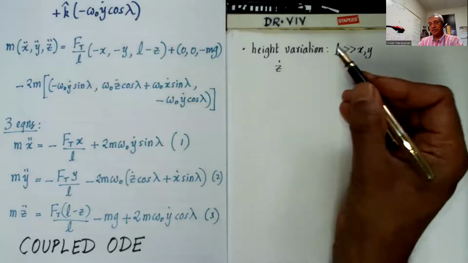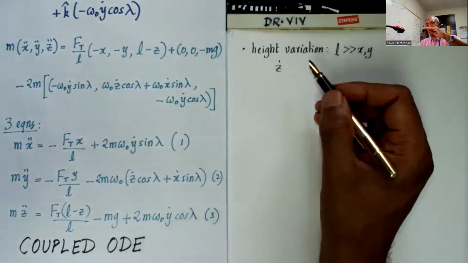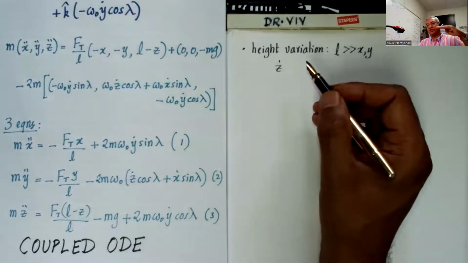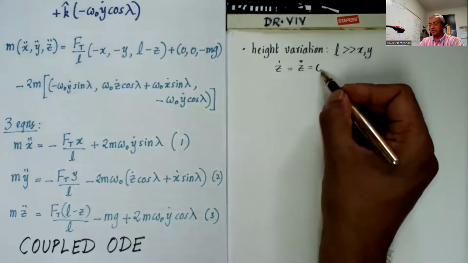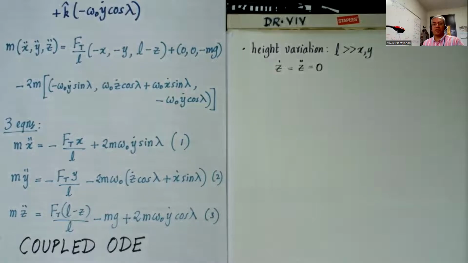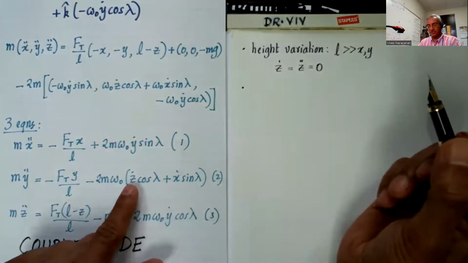So we're going to assume that L is much bigger than x or y, which means a couple things. That there's not much z velocity. As it swings, it's swinging almost in one plane. z velocity is almost zero. So z dot and z double dot, the z acceleration, are both zero. So that's what it buys us. That means that each time I see z dot, I can neglect it.